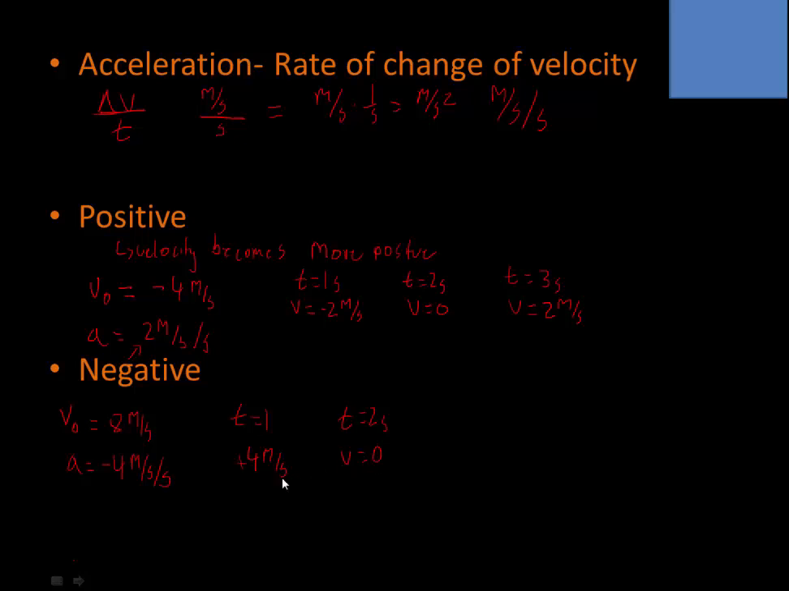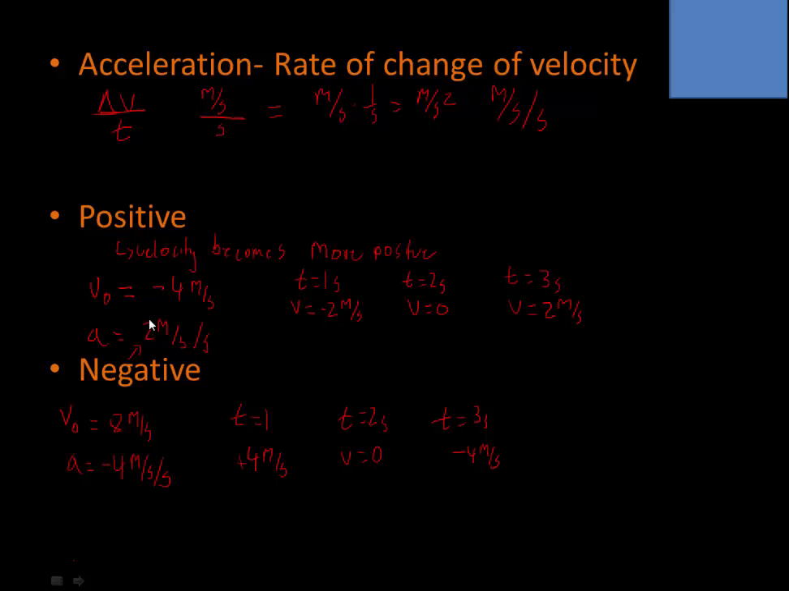I'm not moving at all, I've slowed down and stopped. But at t equals 3 seconds, I've sped back up to negative 4 meters per second. I've sped up, but I've sped up in the opposite direction. So again, a negative acceleration doesn't mean I'm moving in a negative direction or in a positive direction, or if I'm moving fast or slow. It just means that my velocity is becoming more negative.